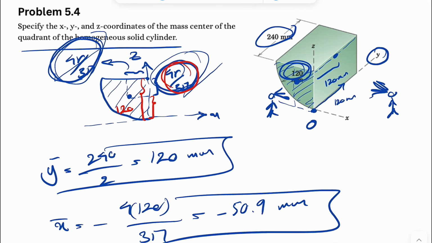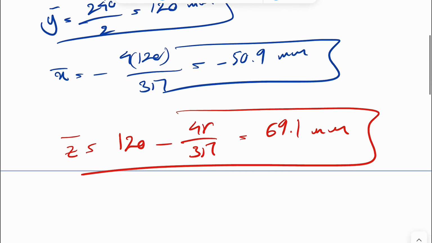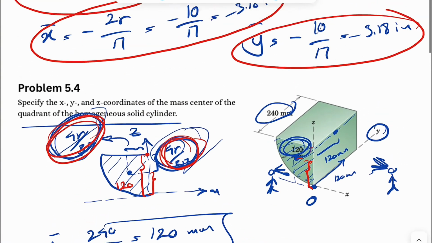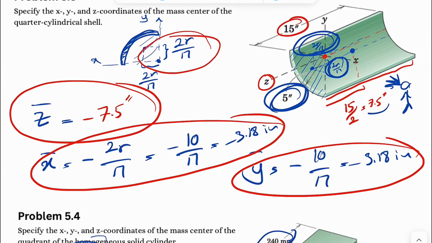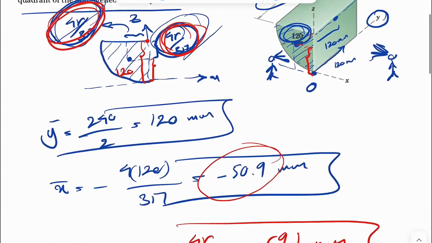Again, just keep in mind that we are looking for the distance to the origin, not what we have in here. It's kind of critical to know that this 4r divided by 3 pi is to the center of that quarter circle. If you just use it directly, it's going to mess up your answer. You're going to get the same thing for x and z, which is not correct. So just watch for that. Other than that, that's pretty much it for this one.